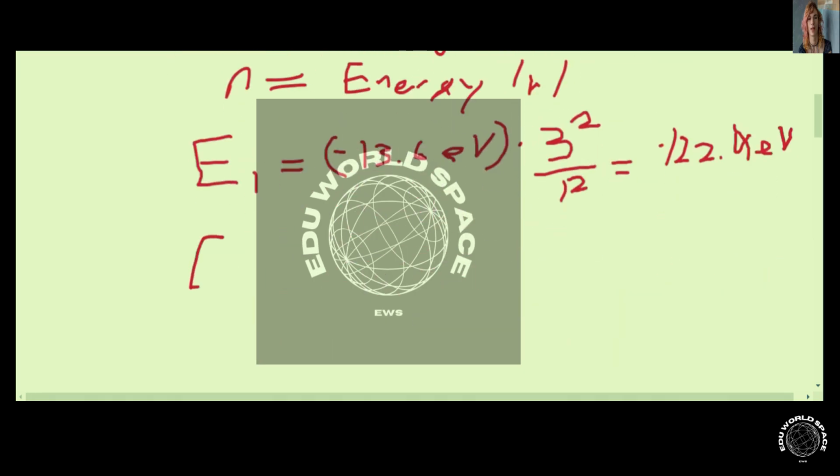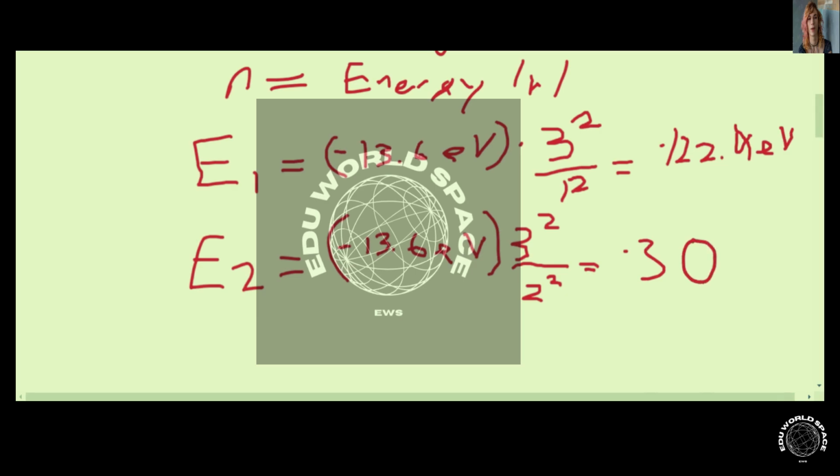Then we can go ahead and solve for our second energy level. We'll make that a 2 instead of an n. That's going to be negative 13.6 electron volts multiplied by 3 squared, our Z, divided by our energy level, which is 2, squared. And that ends up being negative 30.6 electron volts.